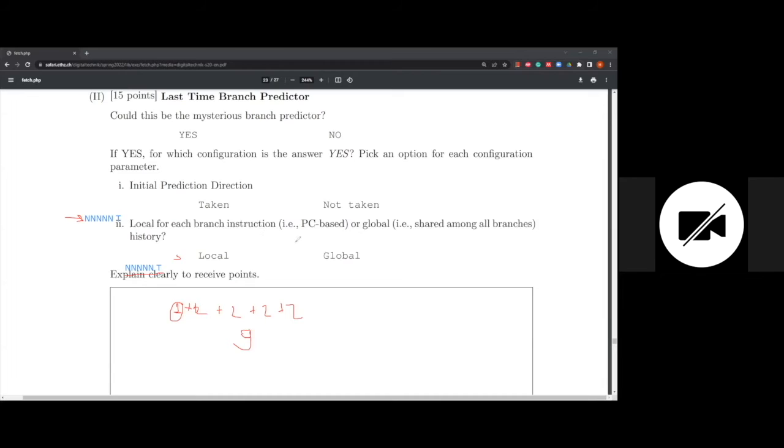Okay, so this was just an example of the cases where we assume the branch predictor is configured as initially not taken with local history last time branch prediction. Okay, moving on.